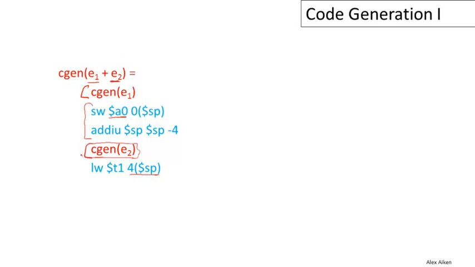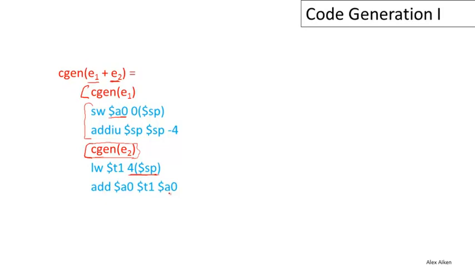But because we have this invariant that all code generation for all expressions will preserve the stack, we know that no matter how complicated this is and how long it takes, when it's done executing, the stack will be in the same state. And that's what allows us to know where to find the value of E1 that we stored away. It's going to be at the top of the stack. Okay, so we load the value of E1 back into a temporary register.